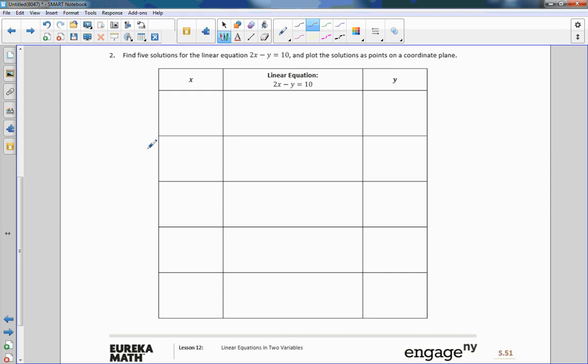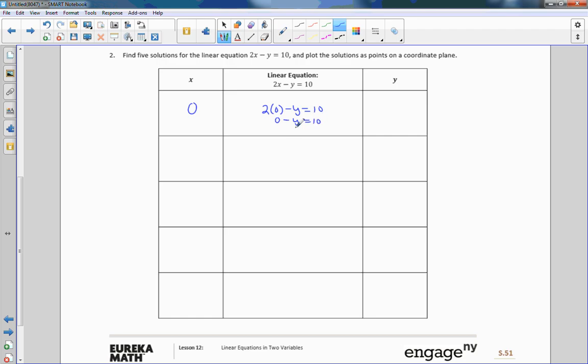Number 2. So we're going to continue with this. And I would always start with the variable that has a coefficient to get rid of that coefficient so it's easier to add or subtract. Okay, so I'm going to plug in 0 for x the first time. I like choosing 0. It makes it easier. So if I make x 0, this would be 2 times 0 minus y equals 10, or 0 minus y equals 10.